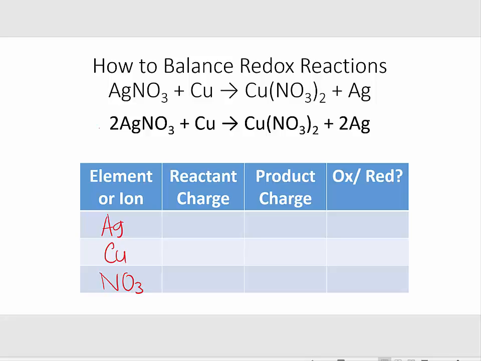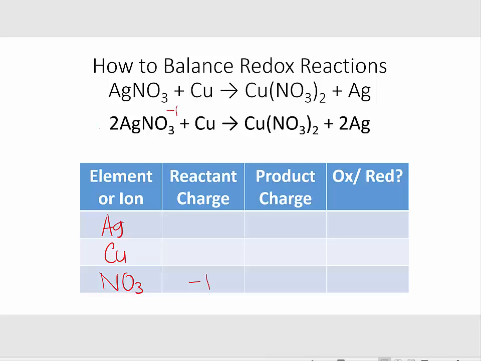First thing I'm going to do, what is the charge for each element or ion on the reactant side? So I look up here, let's see, my polyatomic ion nitrate, what is its charge? Well, I need to remember that a polyatomic ion nitrate has a -1 charge. So I'm going to fill that one in. I'm going to do that one first because that's one I should have memorized. I should know that one. Silver, it could have different oxidation states. It could have a different charge than that. So we're going to start with the things we know that aren't going to change.